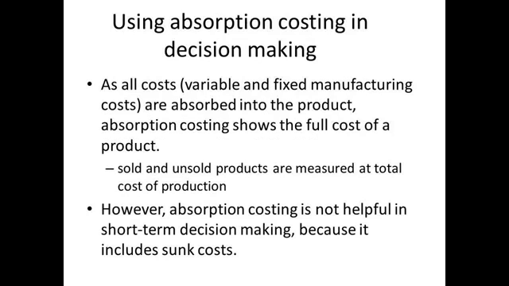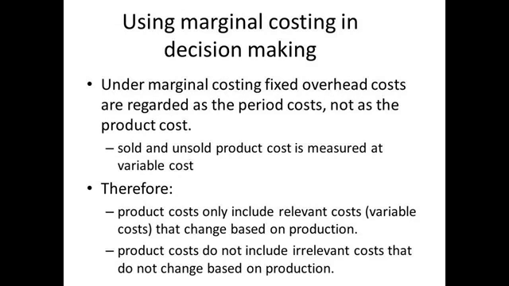Absorption costs may show the full cost of a product, but in the short term they are not always helpful because they include sunk costs. Marginal costs will include only the relevant costs based on production, and so they are considered to be more useful in decision making.